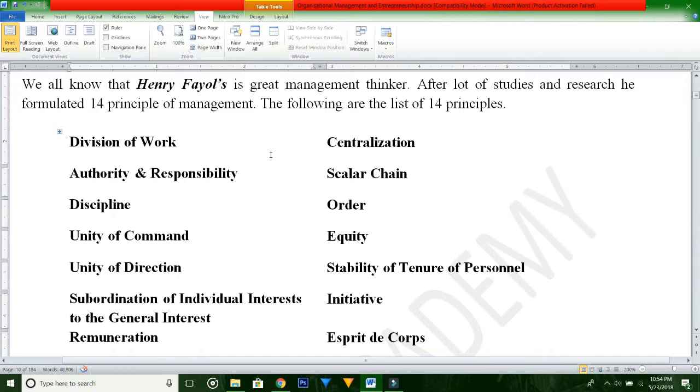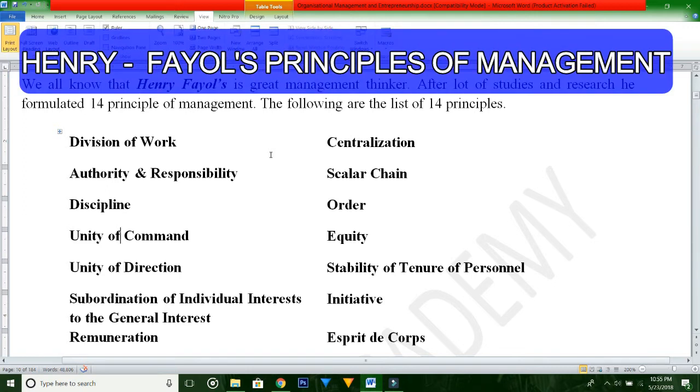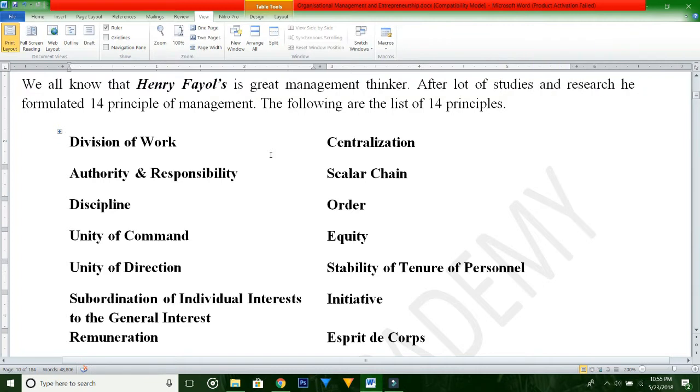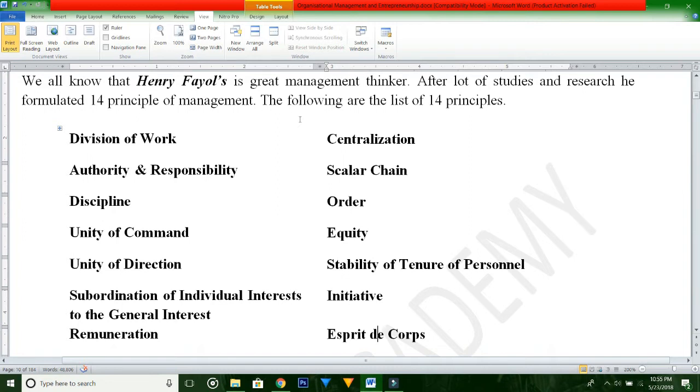Division of work, authority and responsibility, discipline, unity of command, unity of direction, subordination of individual interests to the general interest, remuneration, centralization, scalar chain, order, equity, stability of tenure of personnel, initiative, esprit de corps. These are the 14 principles formulated by Henri Fayol, who is a great management thinker.